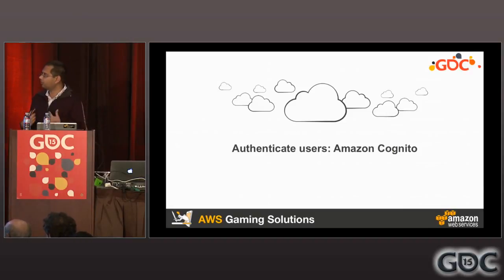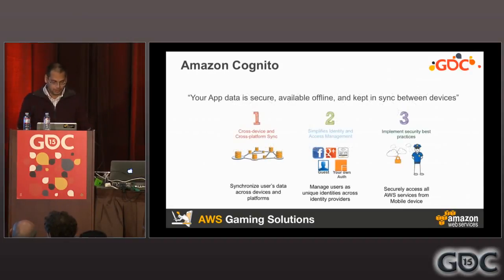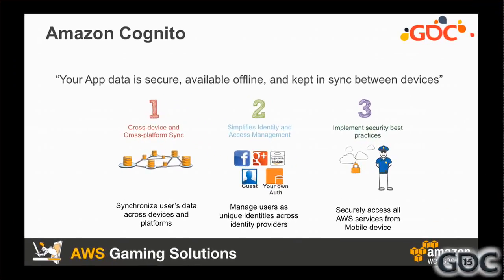So I want to start out with Amazon Cognito. Cognito provides three major benefits. The first big benefit is ability to provide cross-device sync operations. And so natively, your players can play games across different devices. When using Cognito Sync, you're able to have that seamless experience for stored user data. Cognito manages the synchronization of that data set for you.